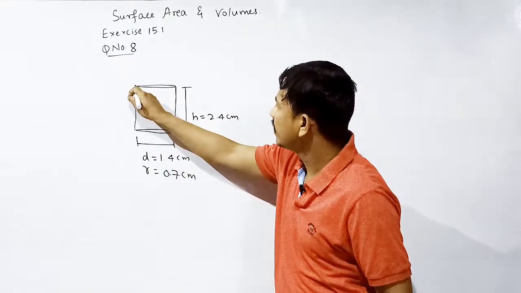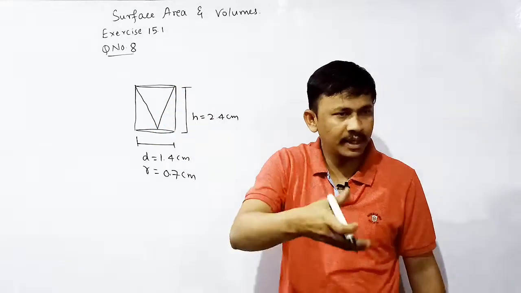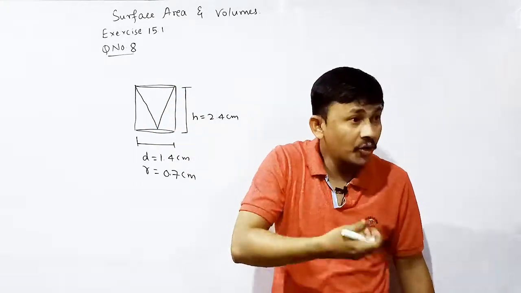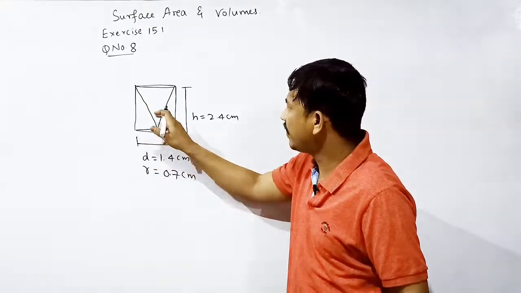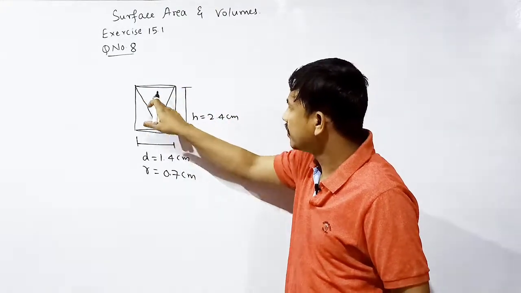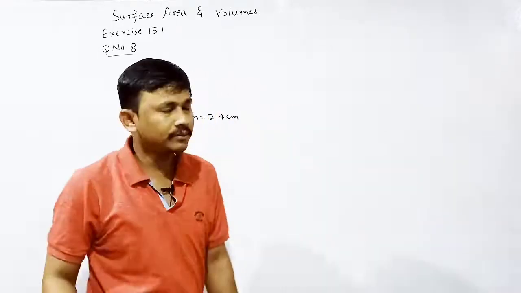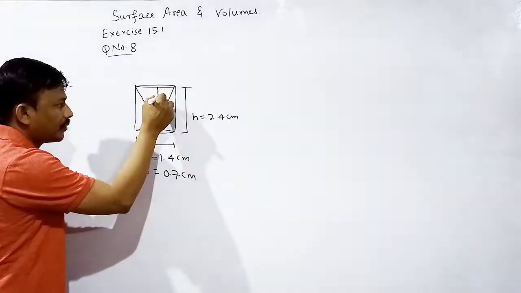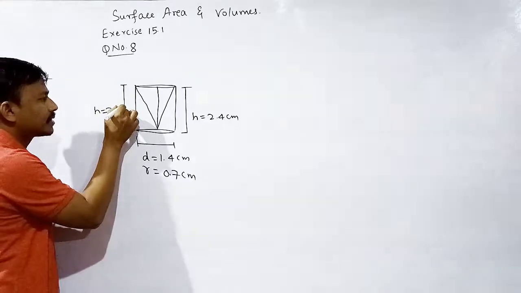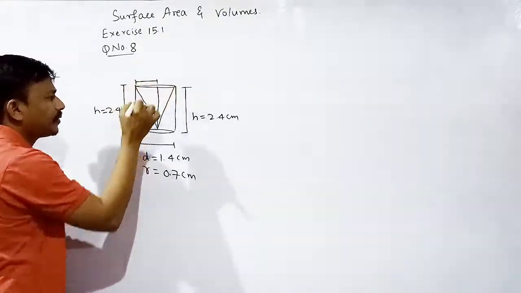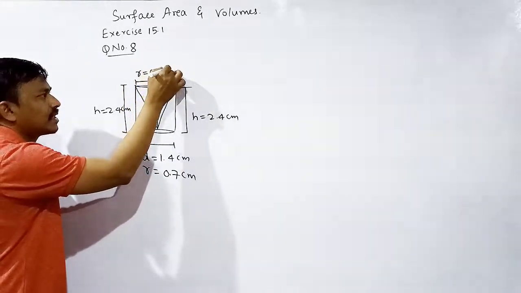Cavity means the material which is cut out from a solid. Hollowed out means cut out. That means there is a solid cylinder in which we hollowed out a cone having the same height. The height of the cone is also h equal to 2.4 centimeter, and the diameter is also 1.4 centimeter. Then the radius is also 0.7 centimeter.